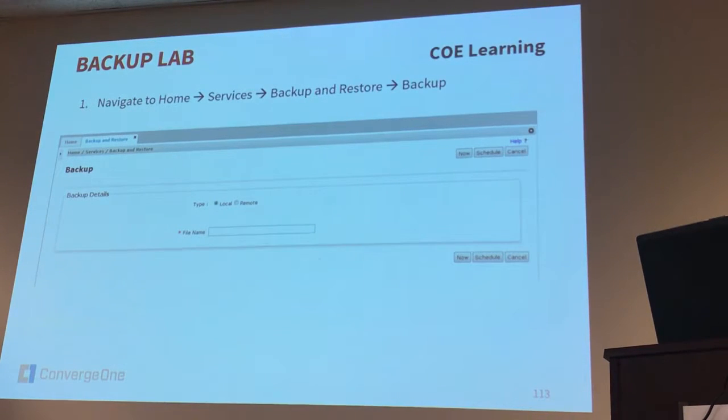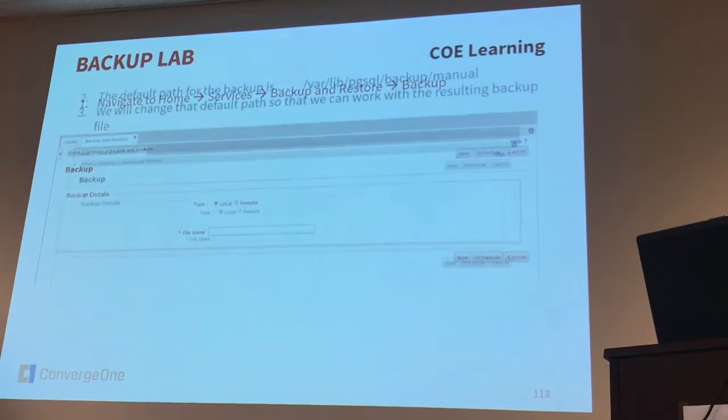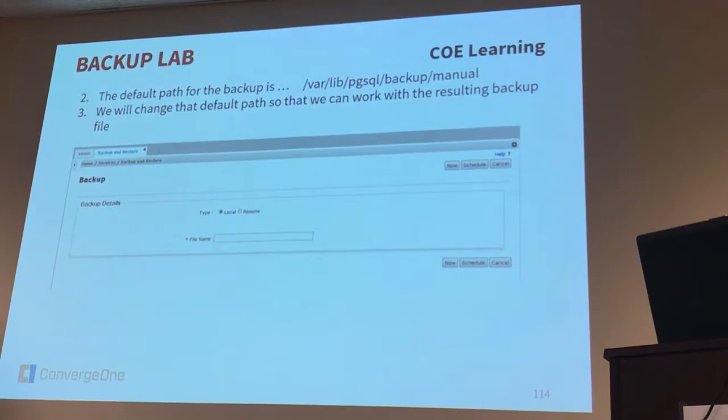Backup lab. Notice that the backup lab exercise is going to be a local backup. If you want, we could try a remote backup right away, and we could use another lab System Manager as the remote server. We used to do that in some other courses. However you want to do it. But if you want to follow the exercise, it's a local backup where you're going to leave the file, instead of in the default path, in a place they're going to show you where you can change that path.